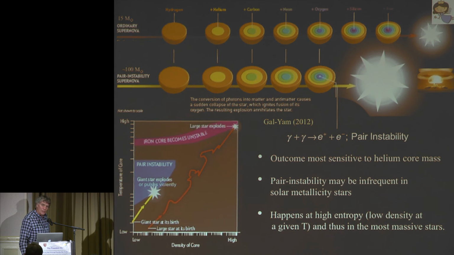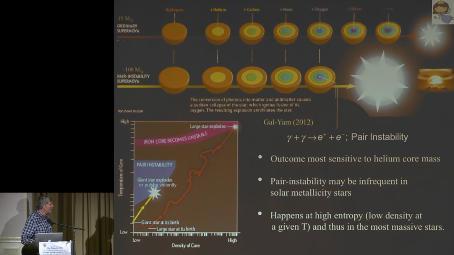You need to have high entropy. You need to have low density at a given temperature so that the pairs play a major role in the equation of state. And so it turns out that what you need for this to happen is a helium core of at least 35 solar masses. That's not so big, but today with solar metallicity stars and mass loss rates that people like to use, you don't get helium cores bigger than 20 solar masses. Well, those mass loss rates could be off. But you can also turn down the metallicity just a bit. A factor of 2 or 3 will do, and you're bound then to encroach on this domain of pair instability.